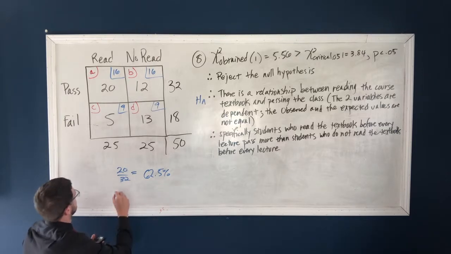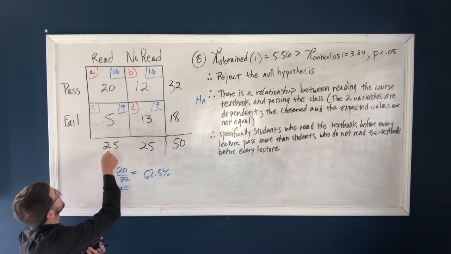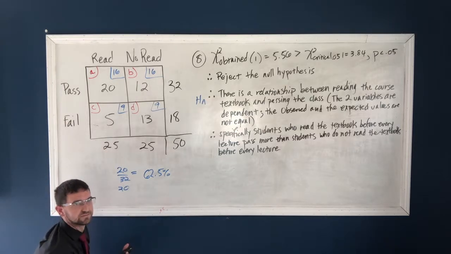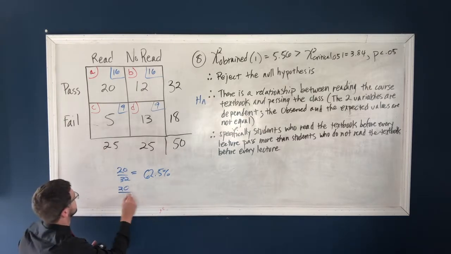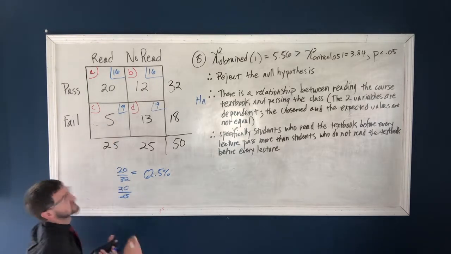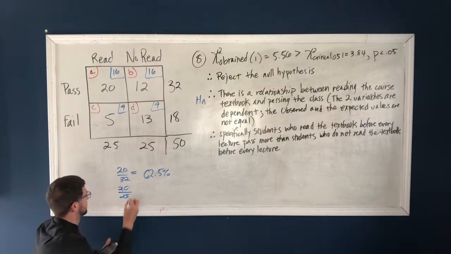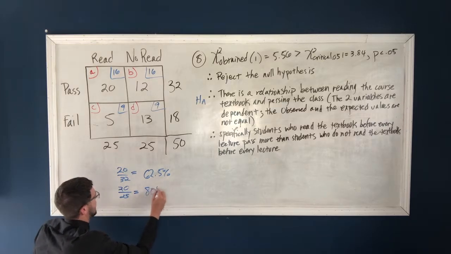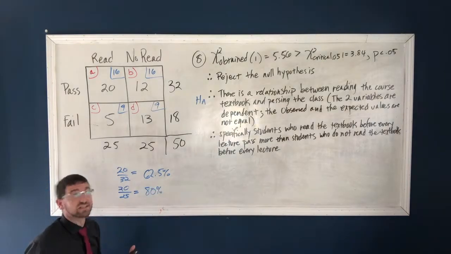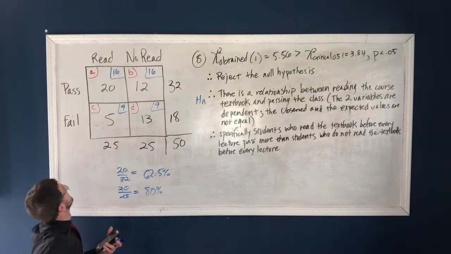Okay, another way to look at that is go ahead and look at pass and fail and read. So 25 students read the textbook. And of the 25 who read the textbook, 20 of those passed. So then we're looking at 20 divided by 25. Okay, 80% of students who read the textbook passed the class.